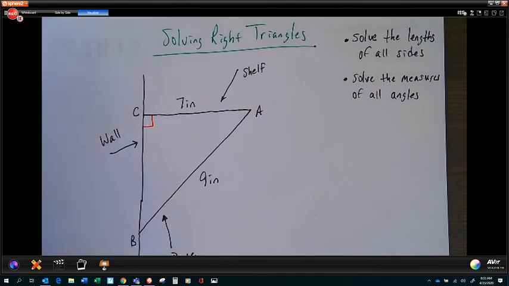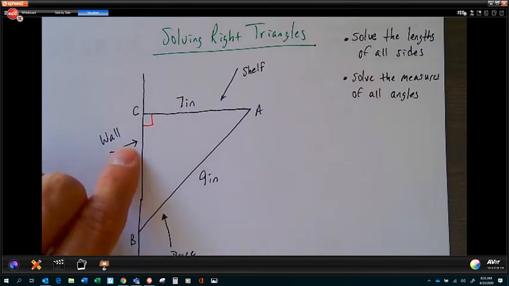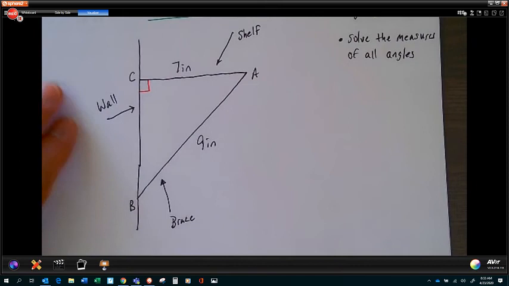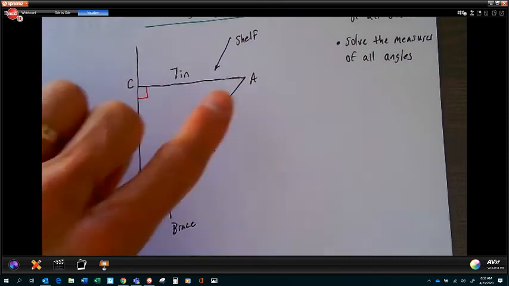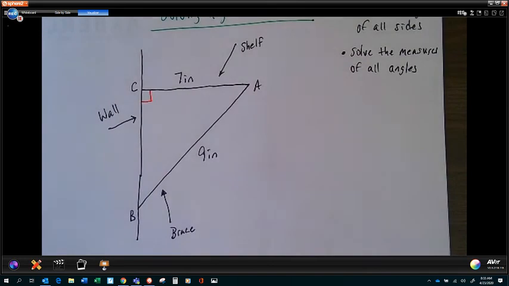And so when we solve this right triangle, we need to find all the lengths, including this one, and all the angle measures. So we just have to find these two angle measures and this side length. Again, this is a wall with a shelf and a brace. So something you might see and have to figure out for some reason, especially in a math class. So let's begin. The first thing we want to do is find the missing side.